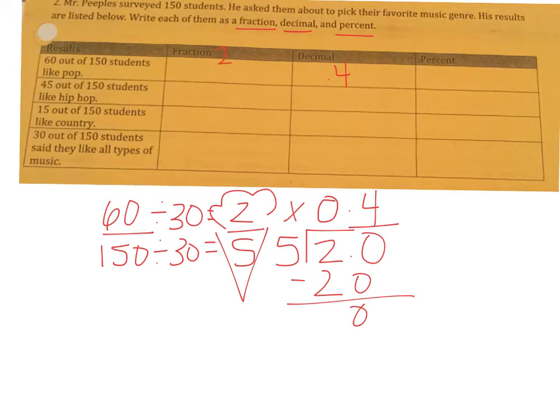And I'm going to write my fraction from earlier, so 2/5. And then now we want to write that as a percent. So I'm going to take my decimal and move it 2 times to the right. I notice I need to add a 0, so that will be 40%.